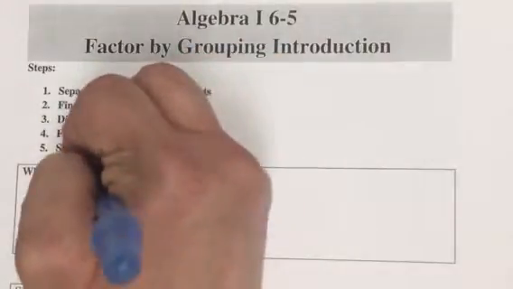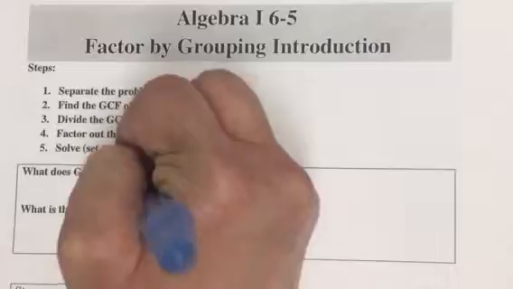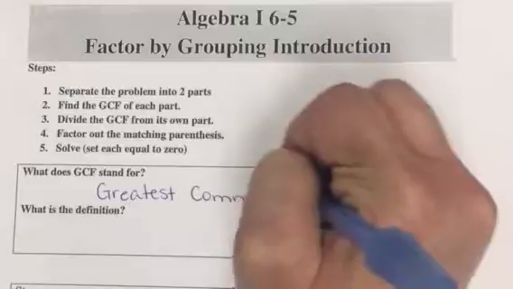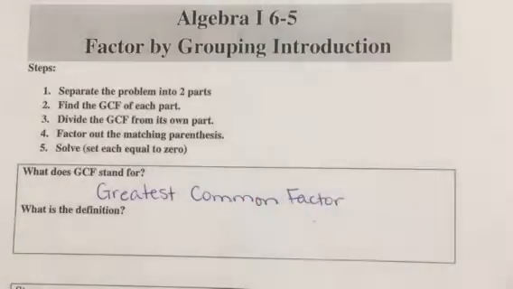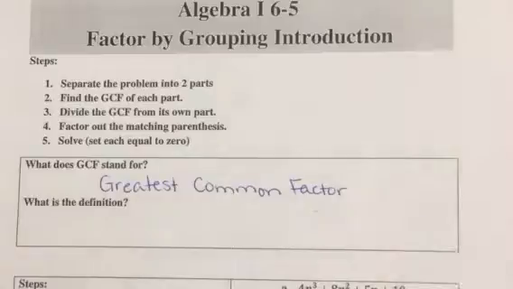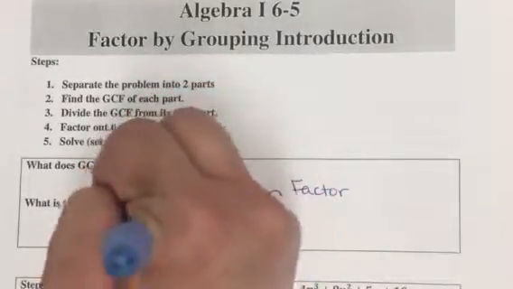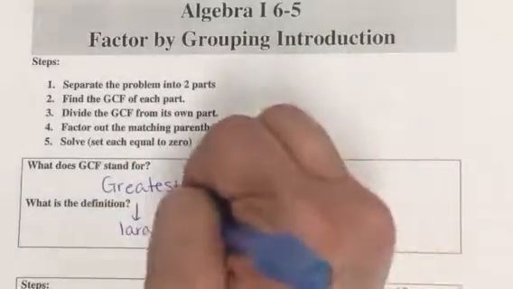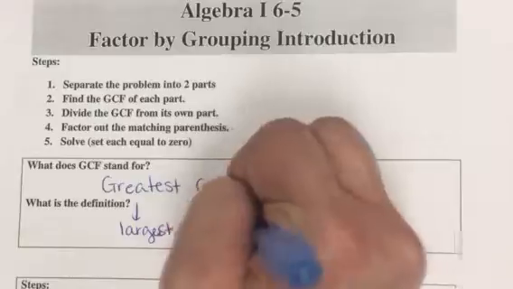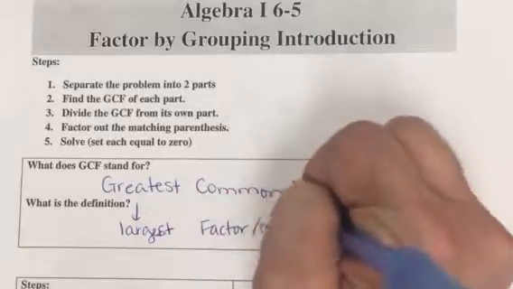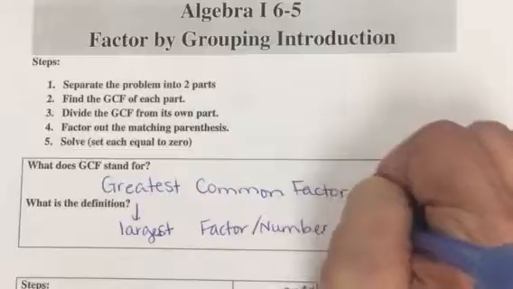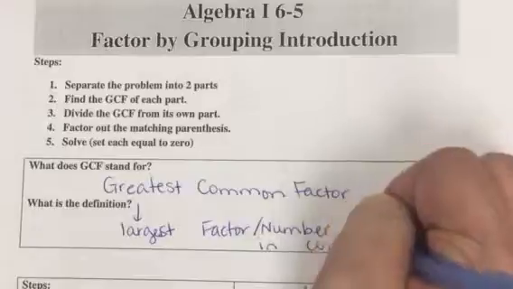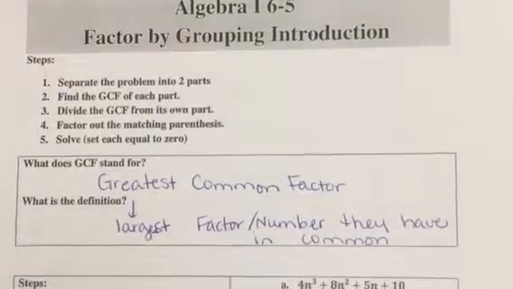All right, GCF stands for greatest common factor. And that greatest common factor is exactly what it says. It is the largest factor or number that they have in common. Now, you can find a GCF by breaking a number down.